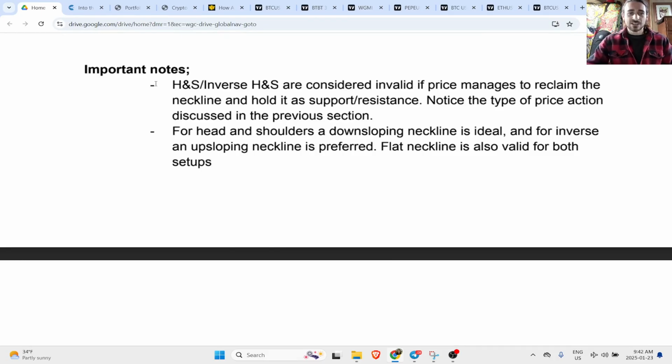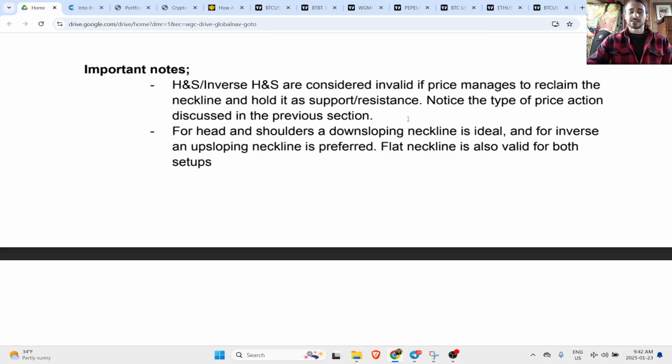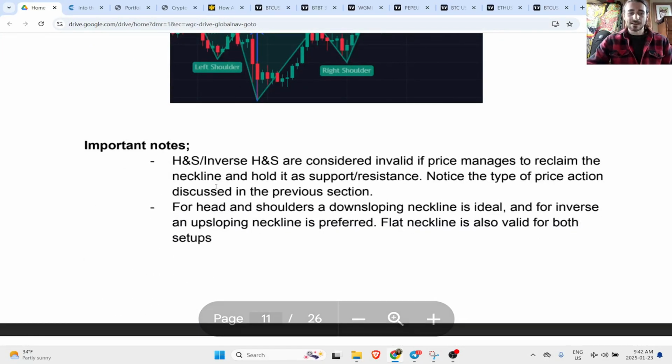Important note: head and shoulders and inverse head and shoulders are only considered invalid if the price manages to reclaim the neckline and hold it as support or resistance. So if we were to break this neckline but regain it as support or resistance, then that measured move is no longer in play. So just keep that in mind.